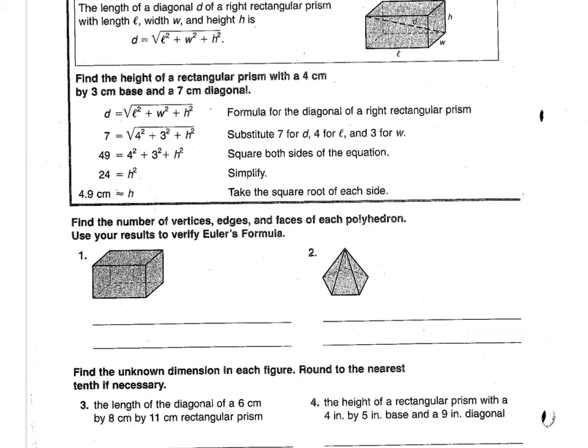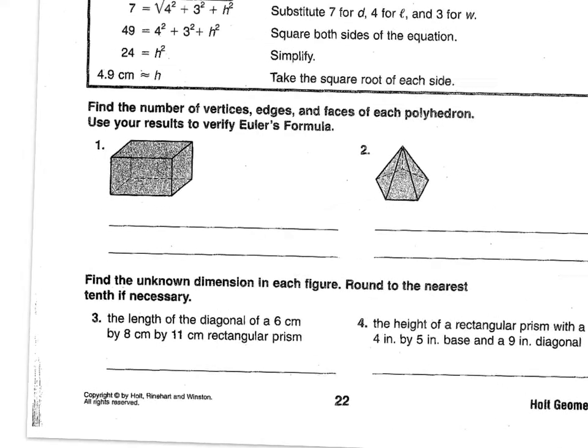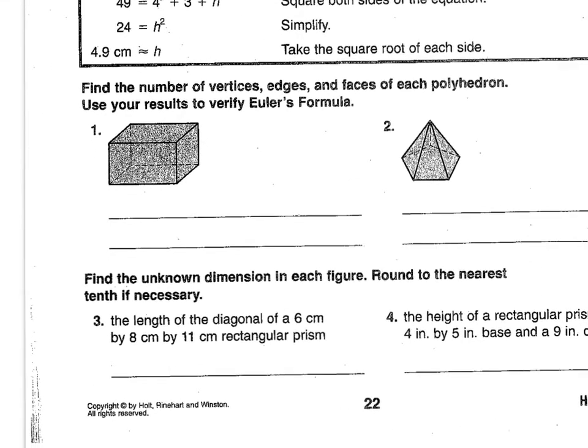So if we go to problem number 1, it says find the number of vertices, edges, and faces of each polyhedron. So the number of vertices: 1, 2, 3, 4, and then 5, 6, 7, 8 from the top. So that is 8. How many edges? The edges are 1, 2, 3, 4 on the base at the bottom, and then 5, 6, 7, 8 from the top, 9, 10, 11, 12. So it's 12 edges.